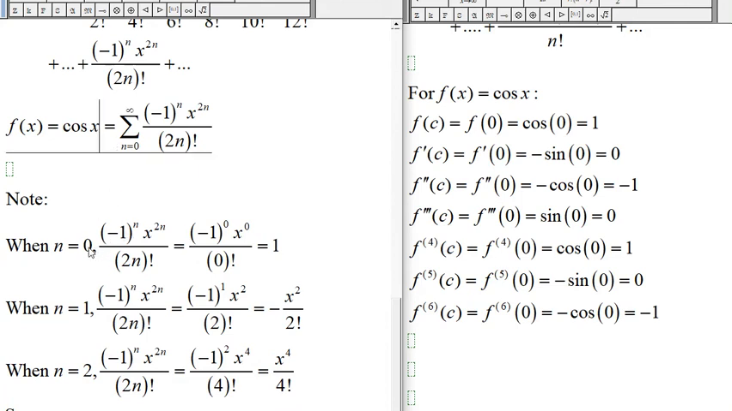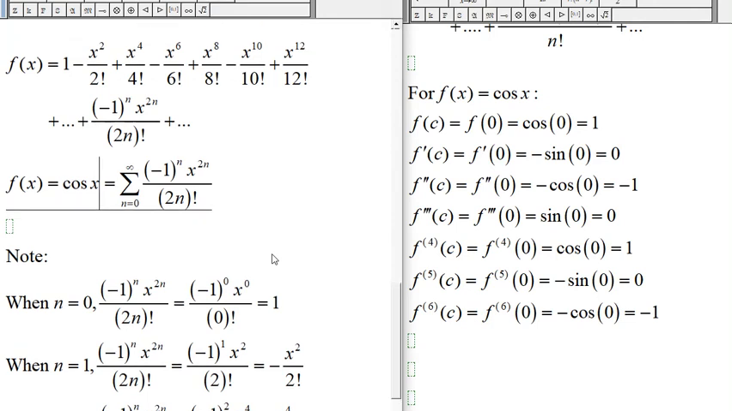When n is 0, this will be negative 1 to the 0, this will be x to the 0, and this will be 0 factorial. Negative 1 to the 0 is 1, x to the 0 is 1, 0 factorial is defined as 1, and so we get 1. And that's this one.